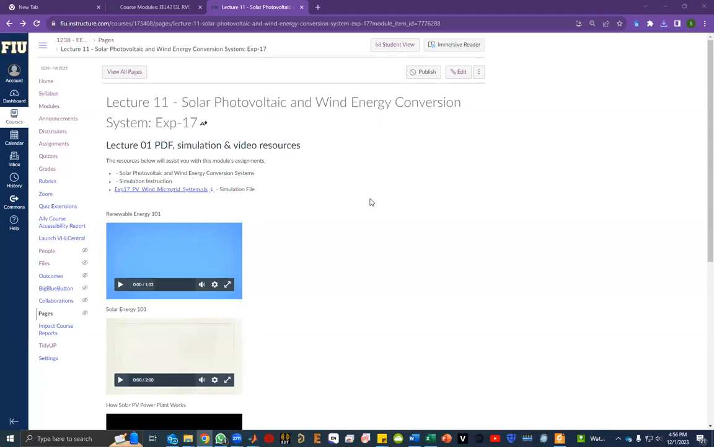Hello. Today I will be talking about a new topic, which is solar photovoltaic and wind energy conversion system. This is a pretty straightforward example that we're going to do.